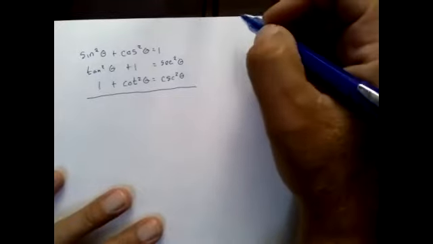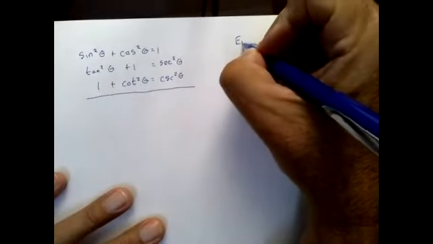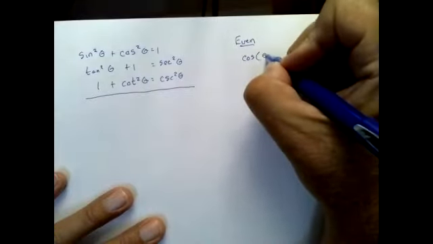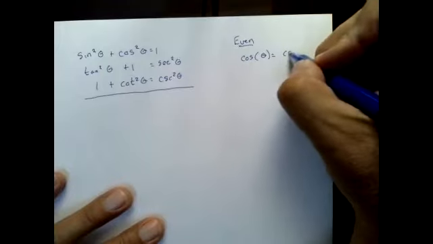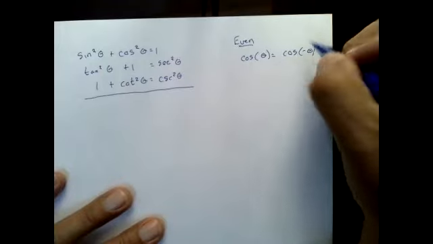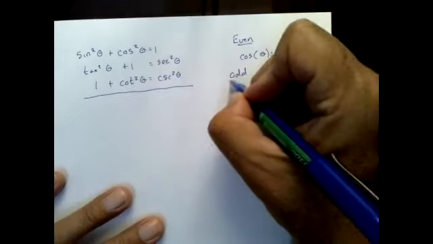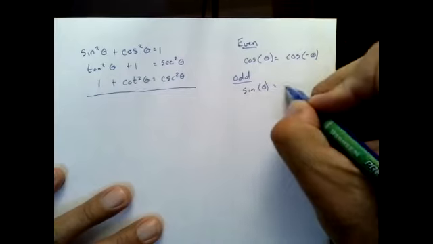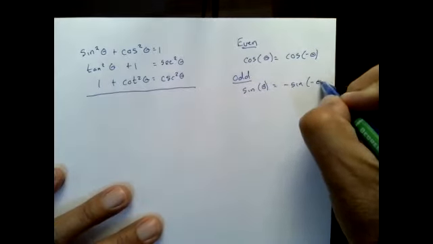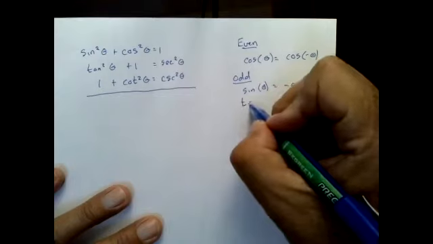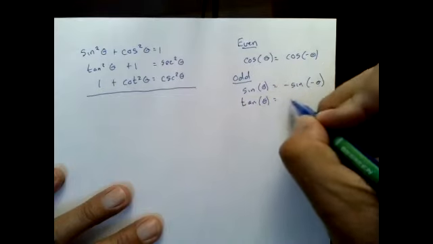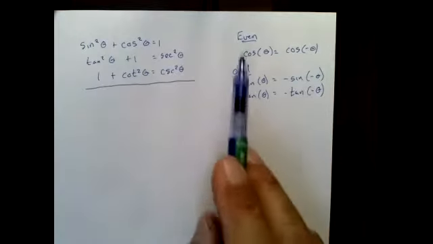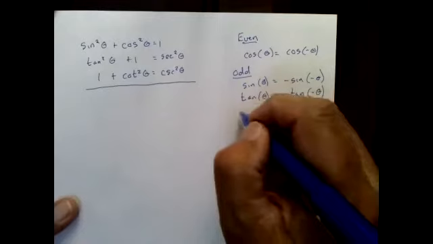We even did one of them was an even function. And we said for evens, the cosine of theta equaled the cosine of negative theta. And then we had the 2 that were odd, the sine and the tangent. And we said the sine of theta equaled negative the sine of negative theta. And the tangent of theta equals negative the tangent of negative theta. And we looked at y equals x squared and y equals x cubed. And we talked about all that.